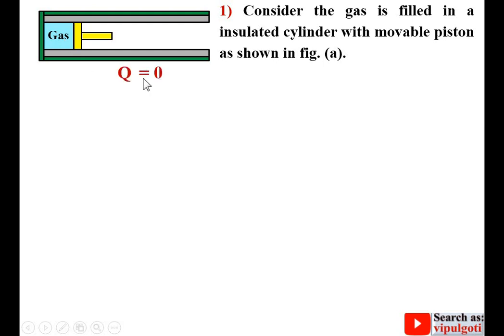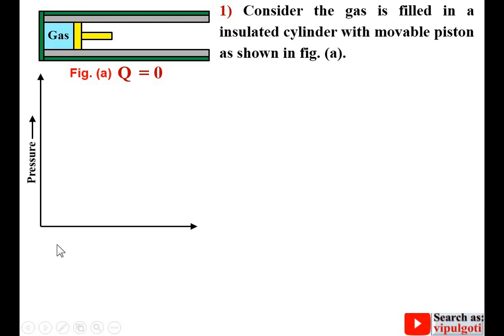Now as you know, in the adiabatic process heat transfer is always 0. So I have written over here Q is equal to 0. Let's say it is figure A. Now if I want to show the state of this gas on a PV diagram, then it is like that: pressure on the y-axis and volume is always on the x-axis, and this is the state 1 of this gas, meaning the initial position of this gas, and the corresponding pressure is P1 and the corresponding volume is V1.